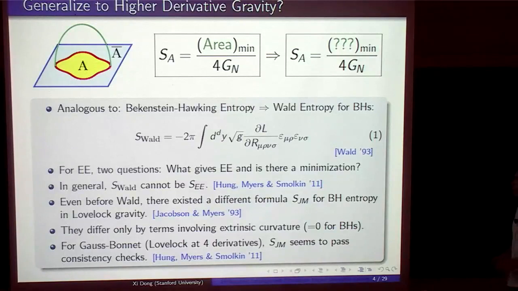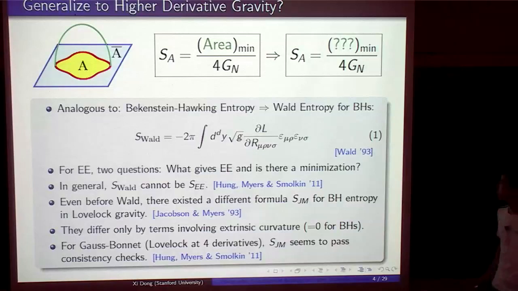However, when we compute entanglement entropy, in general, the minimal surface or the analog of the minimal surface does not have vanishing extrinsic curvature. And therefore, we need a prescription for those terms, at least. These people found that for Gauss-Bonnet gravity, which is Lovelock theory at four derivatives, the Jacobson-Myers entropy seems to at least pass consistency checks. It gives the right universal terms, so it could be the right prescription for the extrinsic curvature terms.